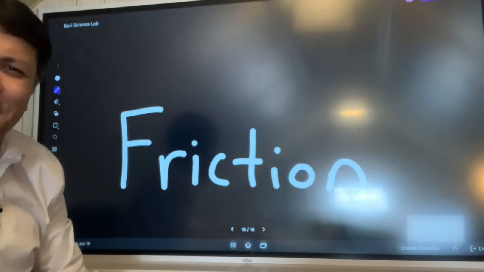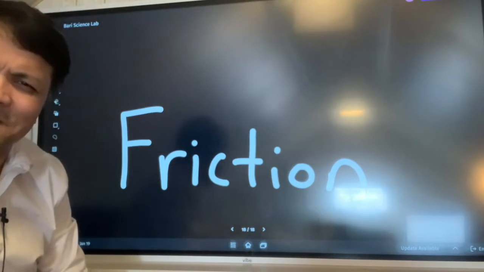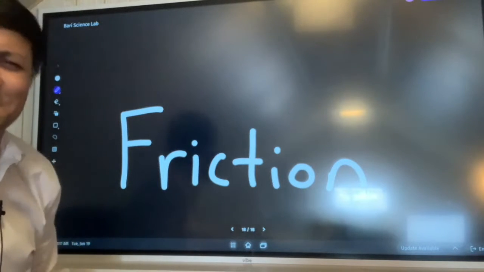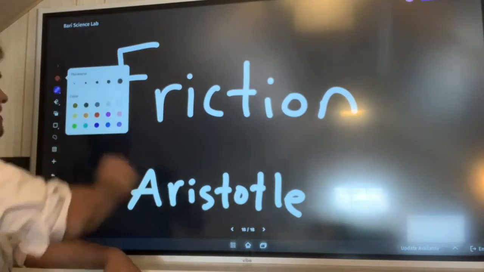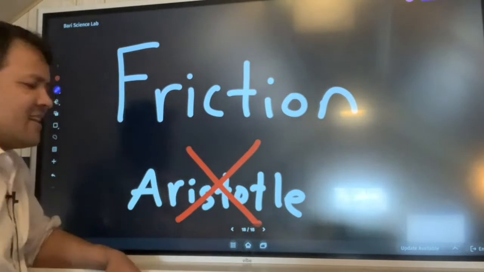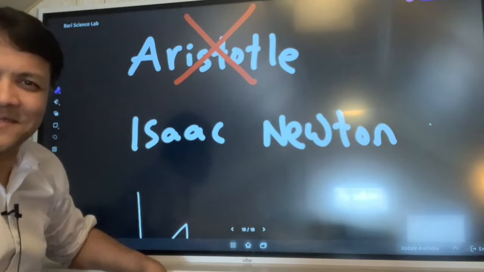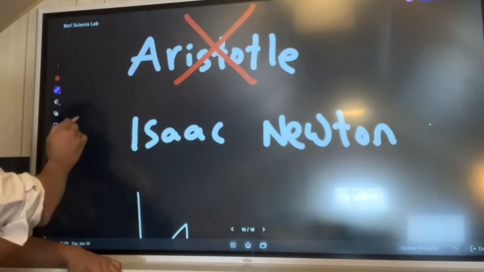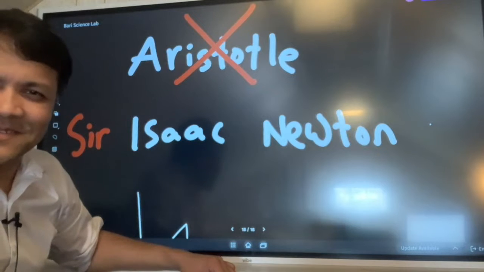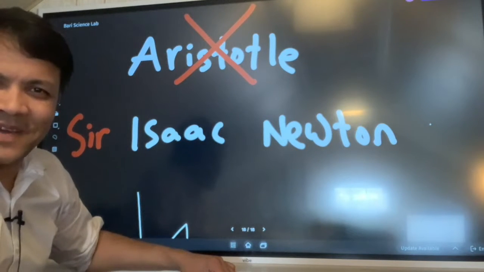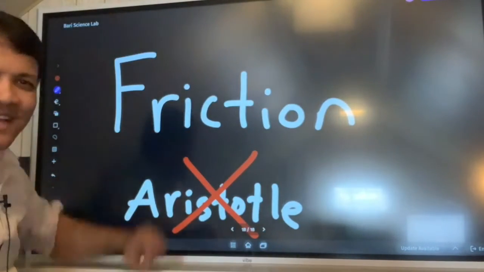A long time ago, a man named Aristotle started thinking about it, tried to understand why objects in motion slow down, and he hypothesized that objects in motion slow down because they get tired. So of course, now we know that he was wrong. Sir Isaac Newton told us why objects slow down. Objects slow down, according to Sir Isaac Newton, because of friction.